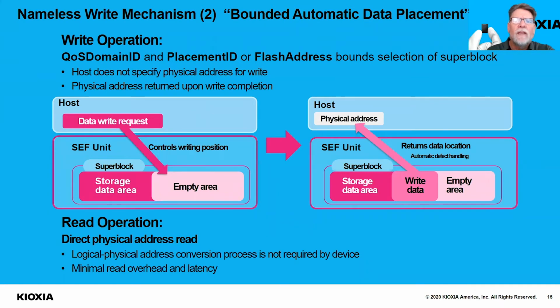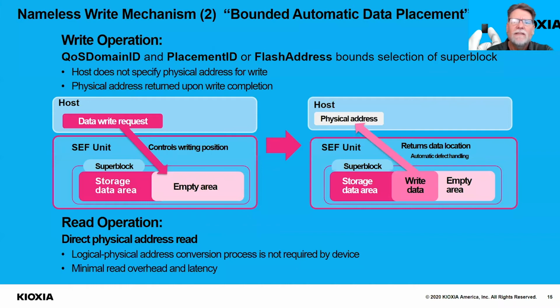The QoS domain maps to a virtual device, which in turn specifies which dies can be used for the write. The placement ID or flash address specifies which superblock, owned by the domain, should be used for the write. If a placement ID is specified, a nameless write can span superblocks and additional superblocks will be allocated to the domain as needed. In manual allocation mode, nameless writes cannot span superblocks.